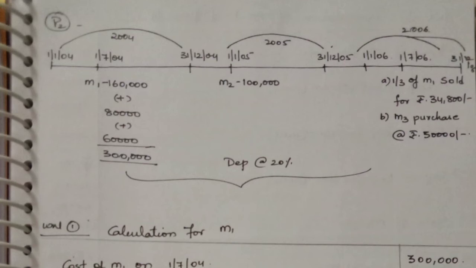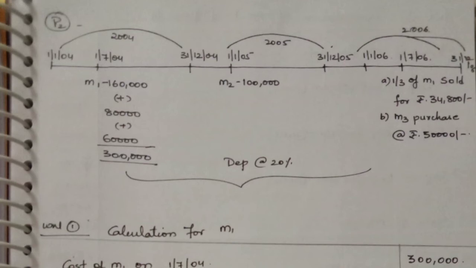From the starting of 2004, that is 1st January 2004, we have purchased machinery 1 on 1st July 2004, right? Machinery 1 costing 1,60,000, plus custom duty and erection charges, will form part of the cost of machinery. So 80,000 plus 60,000 also come as a part of machinery only, and that comes to 3 lakh rupees. Machinery 1 costing rupees 3 lakhs.